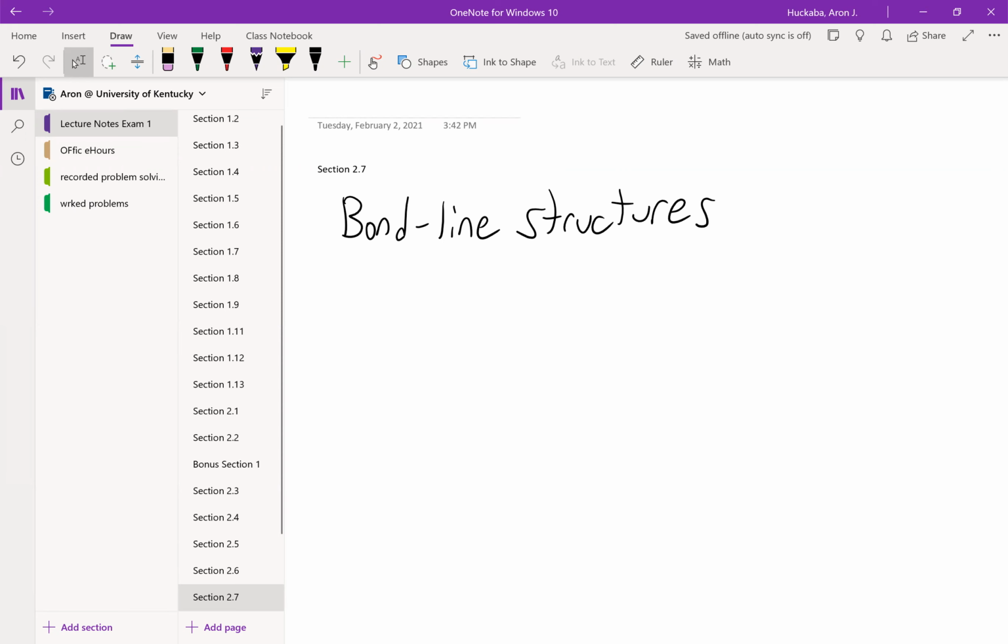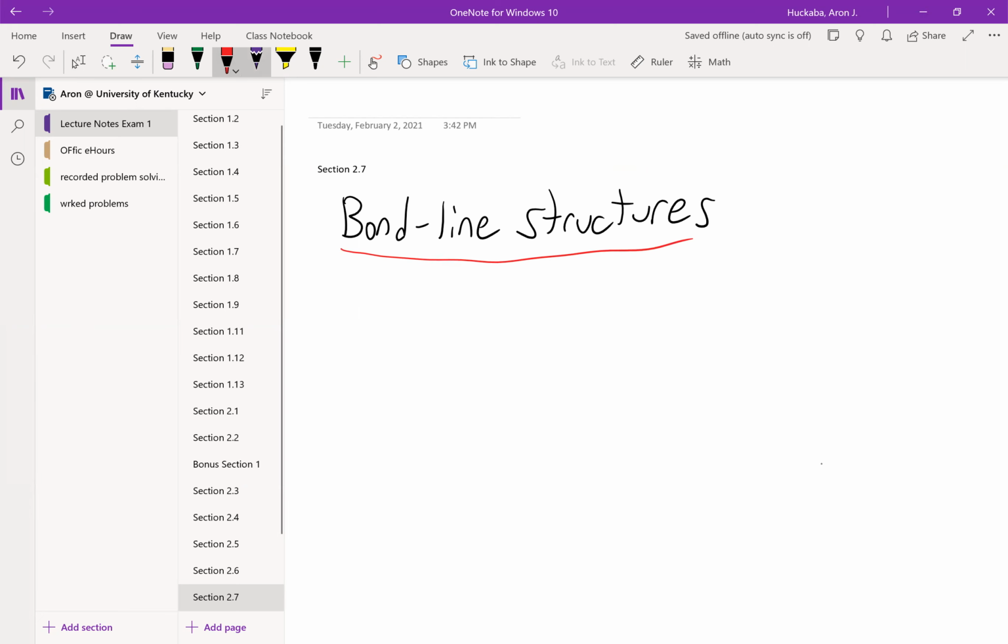What we're going to do is together go through what I think is a good reason why we need to talk about resonance, and specifically what problems arise due to our attempts at communicating chemistry. So we need to start with bond line structures.